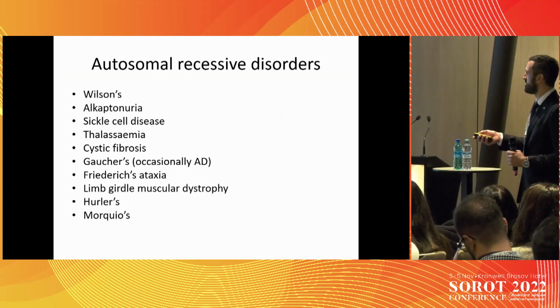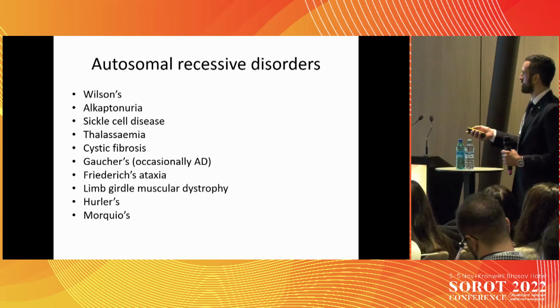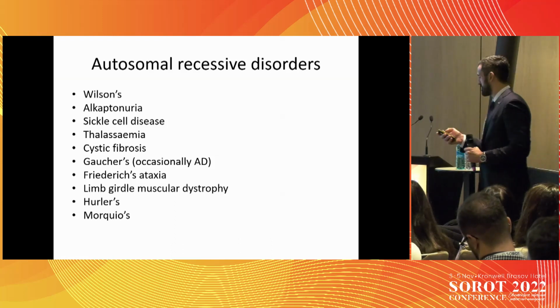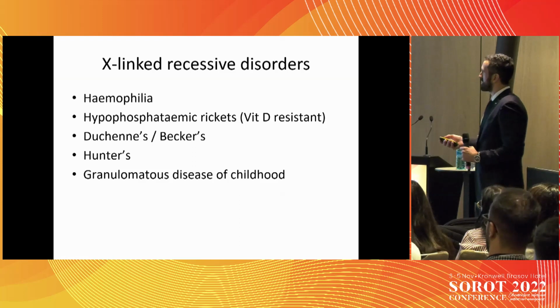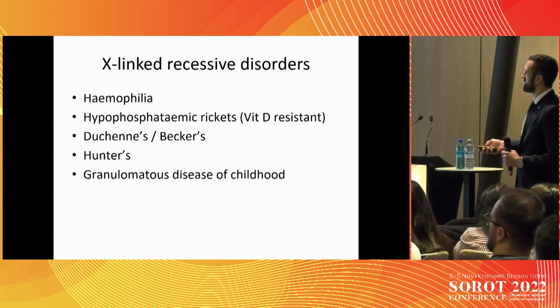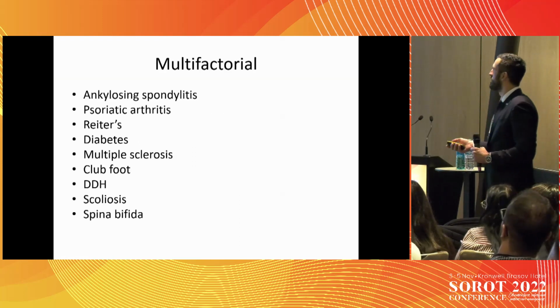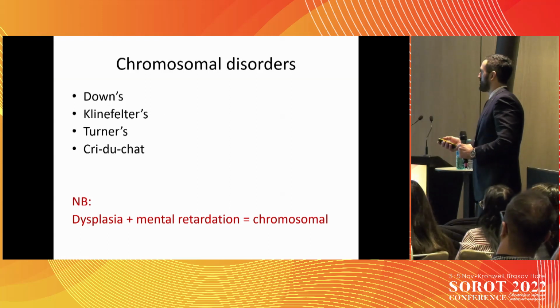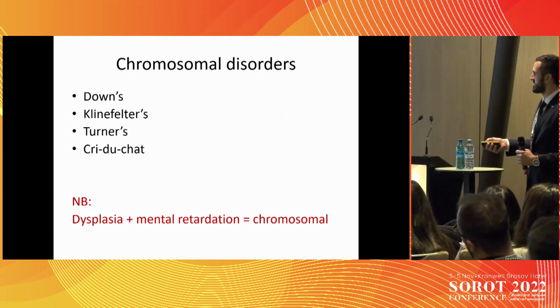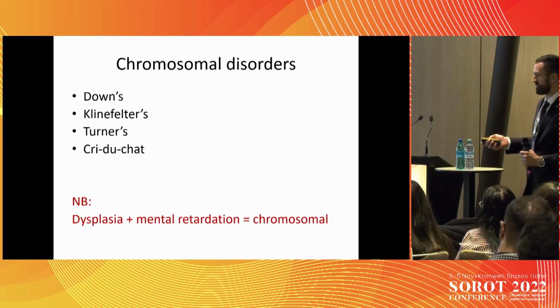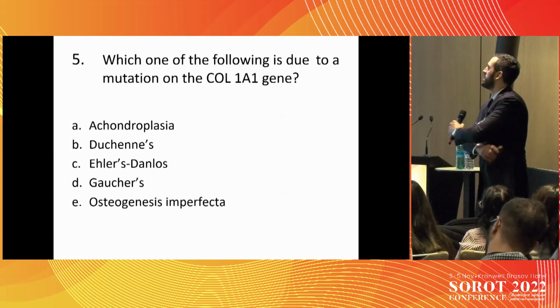As you remember, sickle cell disease was an autosomal recessive disorder. X-linked recessive, like hemophilia, we had it in the previous question. Multifactorial and chromosomal. If we have, let's say, dysplasia and mental retardation, it's usually a chromosomal one.